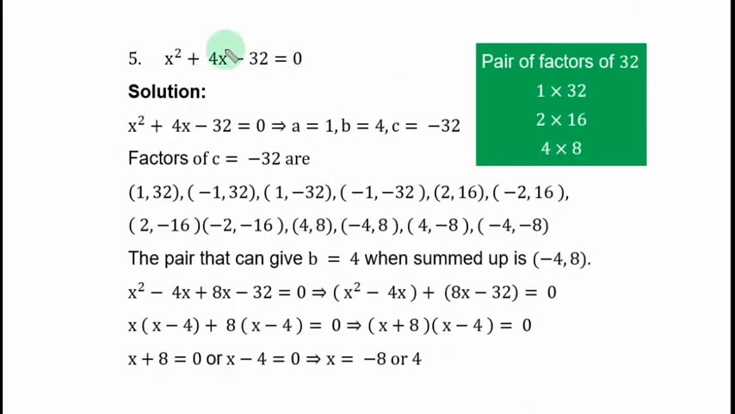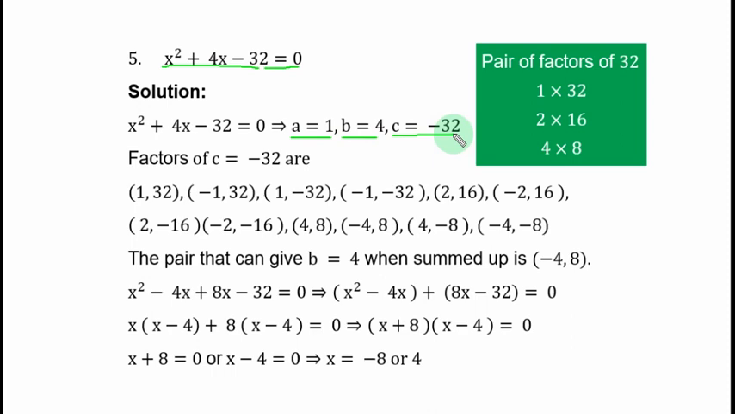Example 5: factorize s squared plus 4s minus 32 equal to 0. When we compare with the general form as squared plus bs plus c equal to 0, you understand that a is equal to 1, the coefficient of s squared, b is equal to 4, the coefficient of s, and c is minus 32, the constant term.